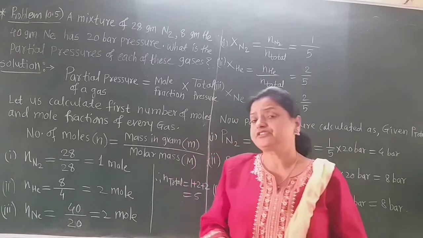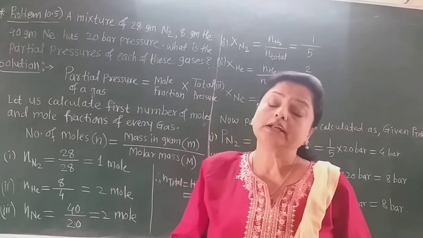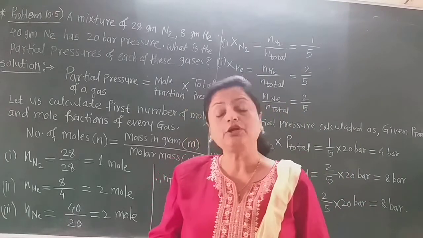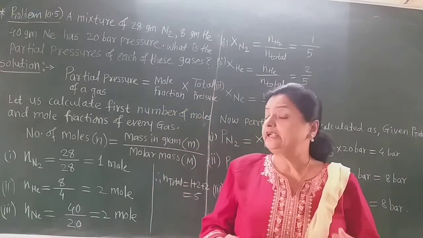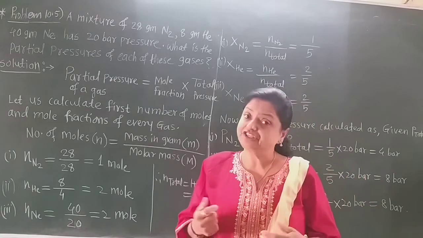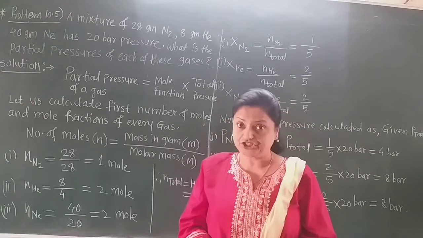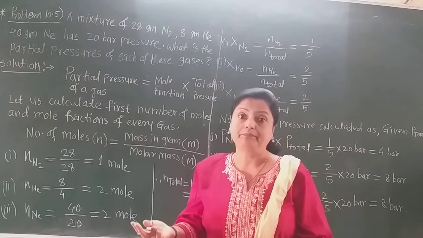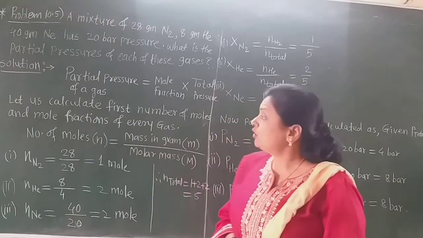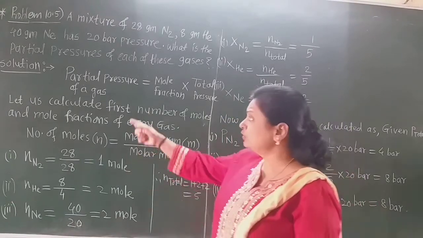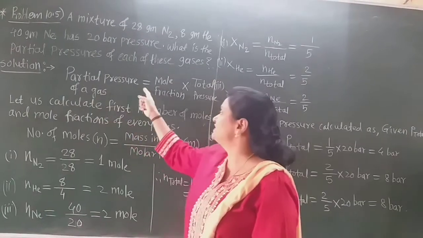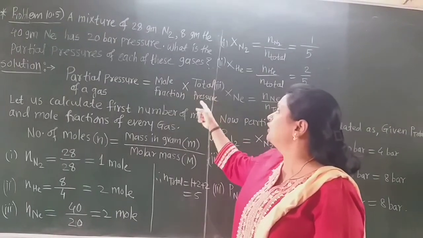In yesterday's lecture we also learned the formula to calculate the partial pressure. How do we calculate the partial pressure of an individual gas? The partial pressure of an individual gas is equal to the mole fraction of that gas multiplied by the total pressure of the mixture. So the formula is: partial pressure is equal to mole fraction into total pressure.